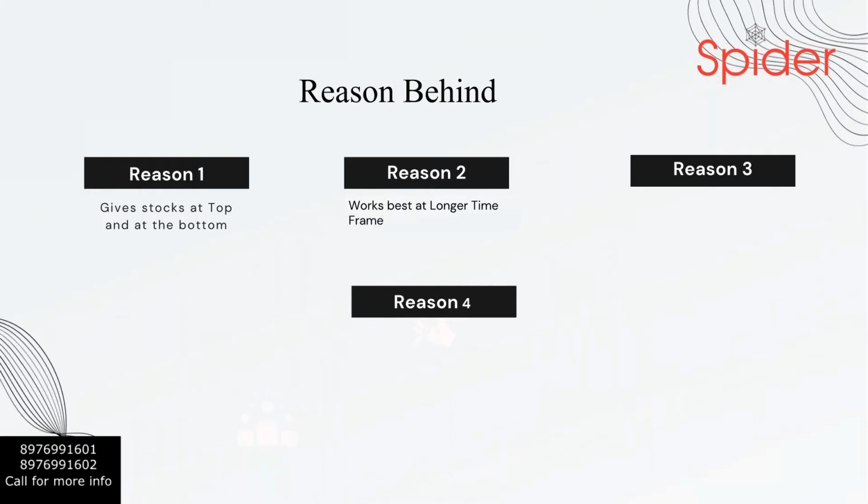The third reason is the smooth version, so it increases effectiveness. Basically, it is not stochastic RSI, it is smooth stochastic RSI. So this is the smoothened version of that, so it will increase the effectiveness of our trade as well.